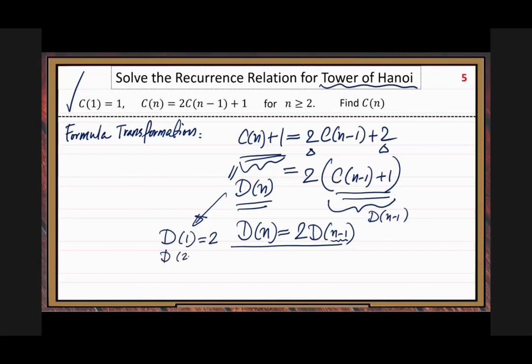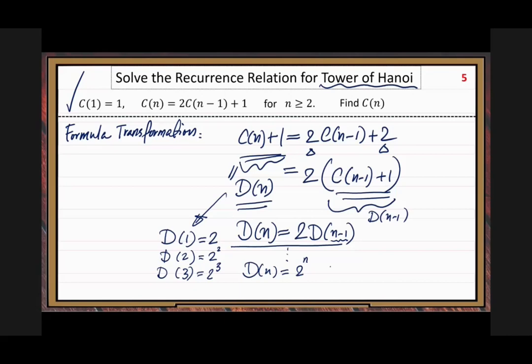D of 2 equals 2 squared. For D of 3, every time we increase the parameter by 1, the exponent of the power of 2 is increased by 1, and so on. So this tells us D of n equals 2 to the power of n.